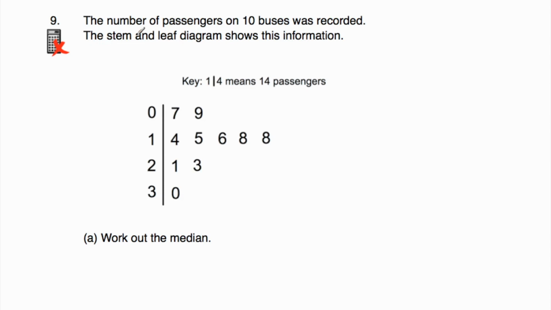Question number 9 says, the number of passengers on 10 buses were recorded, and the stem and leaf diagram shows the information. So we've got 7 passengers, 9 passengers, 14 passengers, as the key says, 15, 16, 18, 18, that happens twice, 21, 23 and 30. So the most number of passengers on a bus was 30 and the smallest number was 7.